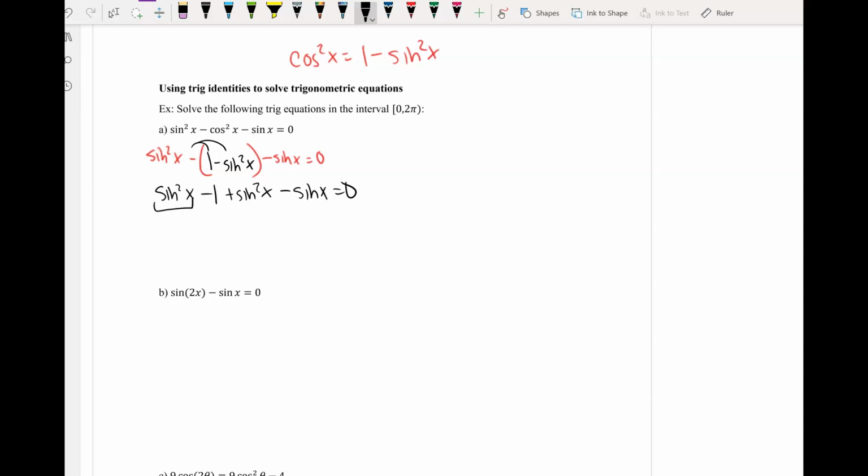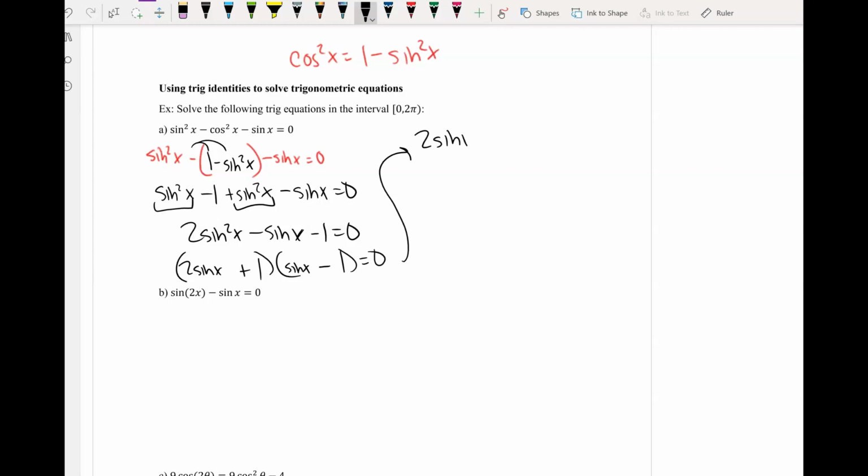So I get sine squared x and a sine squared x. That gives me a 2 sine squared x minus sine x minus 1 equals 0. So another quadratic equation. So I'm going to get 2 sine x and then a sine x here. A 1 and a 1. This should be a minus and this should be a plus. So you're going to get 2 sine x plus 1 equals 0. And then sine x minus 1 equals 0. Remember, we want the solutions from 0 to 2 pi. So sine x equals -1/2. Sine x equals +1.